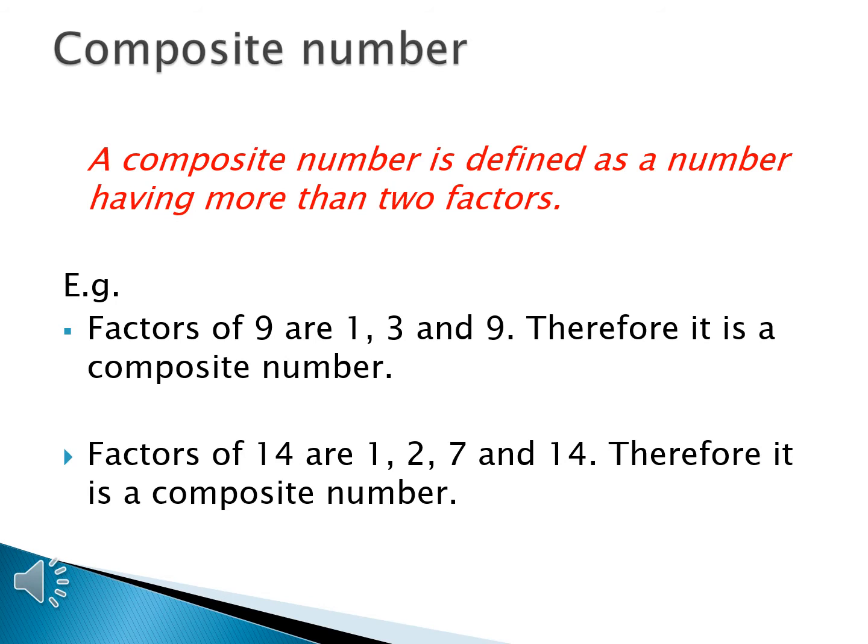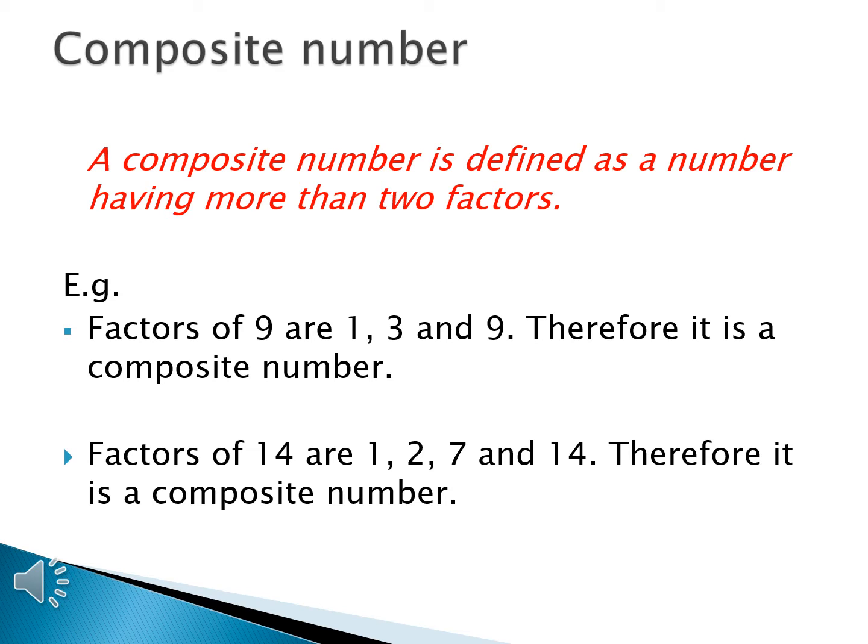What is a composite number? A composite number is defined as a number having more than two factors. Very simply explained, if any number has more than two factors, such a number is called a composite number. For example, if you look at the factors of 9, the factors are 1, 3 and 9. Therefore, it is a composite number.